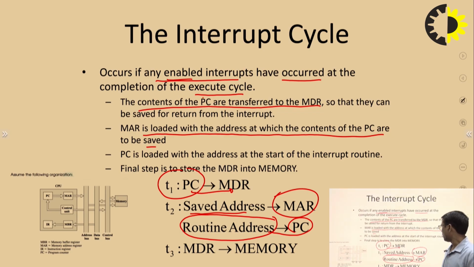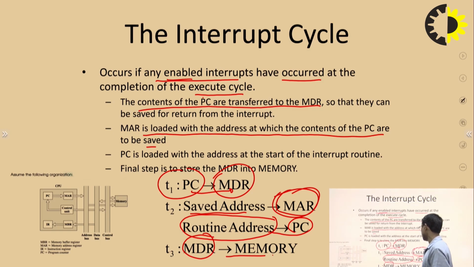Okay, now we already have that particular old PC in the MDR, and we have also sent the location where we have to save it. Now the MDR content is updated in the main memory. So now at this stage, the old PC, that is, from where we have been interrupted, is saved.